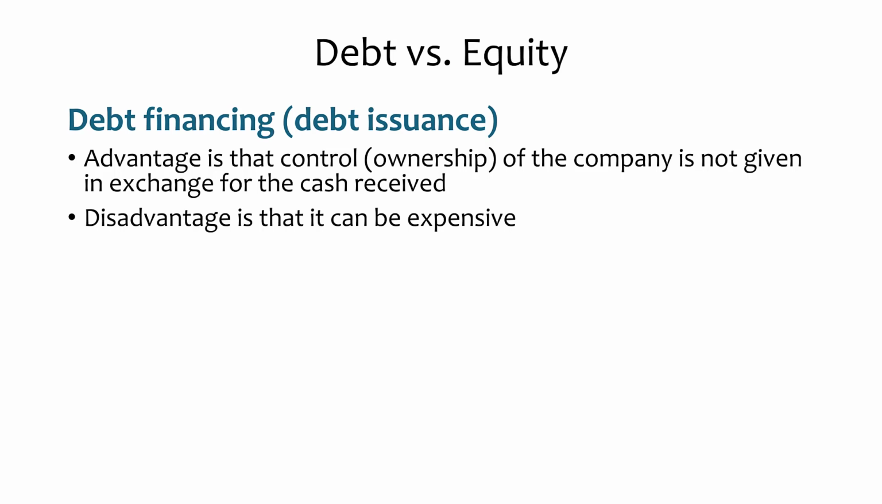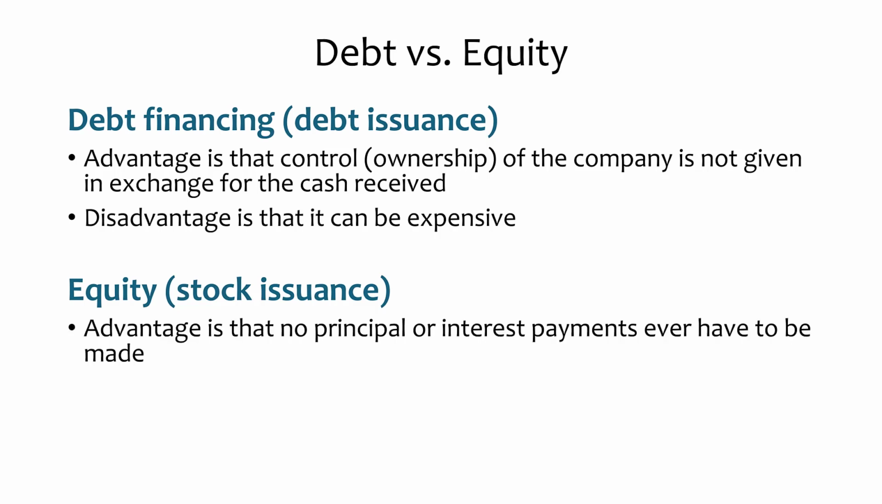You have to pay principal and interest on debt, and you also have to pay it back ultimately at the end. So it's considered to be more risky. So those are major points about debt financing, certainly not all of them. But let's look at equity, which is what we're looking at here, stock issuance. So when we do an IPO or a later stock issuance, why would we want to do that? Well, first of all, the advantage is that you don't need to make any principal or interest payments ever on this.